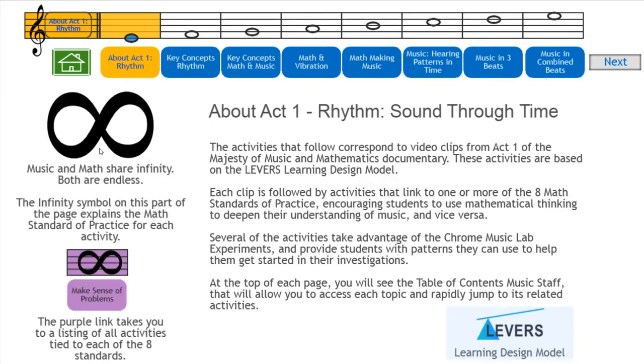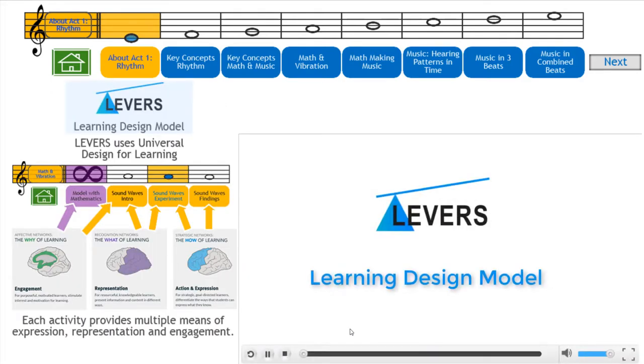On the left, we're connecting with mathematics, and we use the eight standards of practice for mathematics. The explanation will always be on this side. Our learning design model comes from LEVERS, and here we're using Universal Design for Learning. So in every activity, you'll see the math connection, and then multiple means of engagement, representation, action, and expression, as shown by each of these three activities. There's always an intro video explaining what we'll do, and then the opportunity to go and do it yourself, and then the reflections on what you've just experienced.